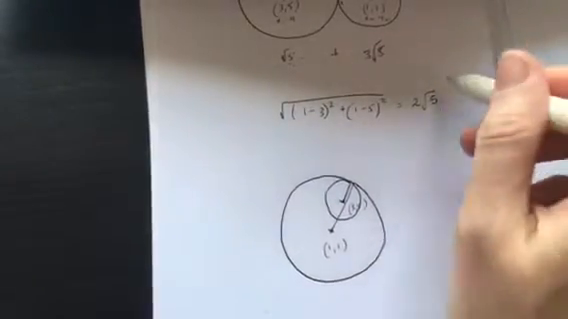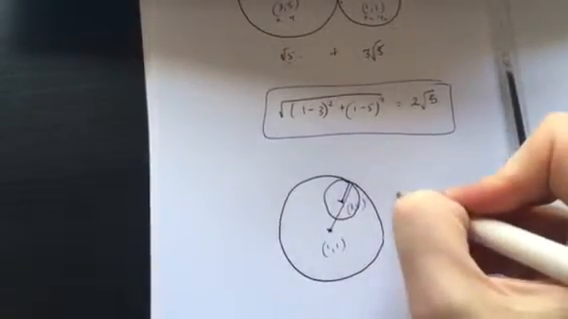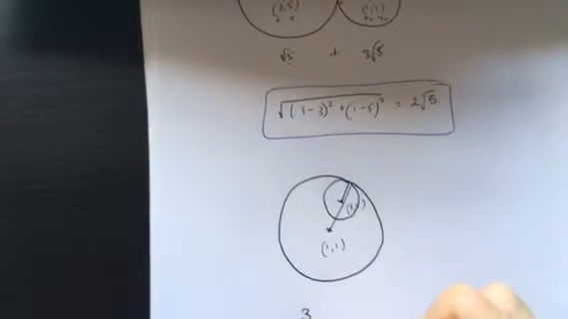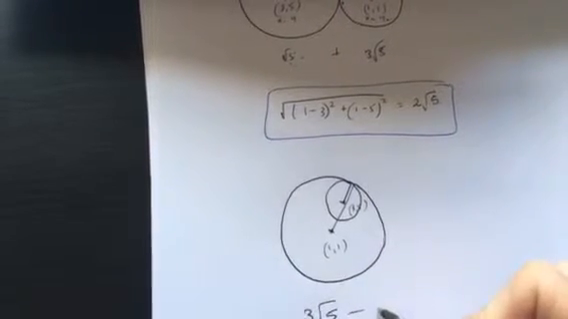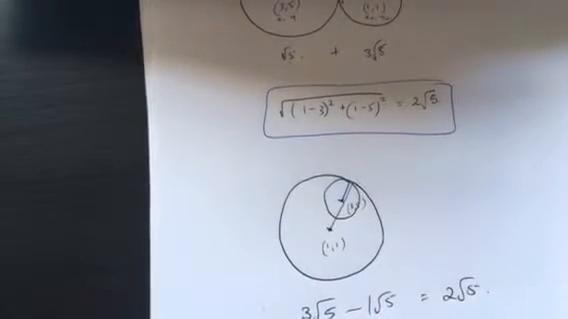And the distance between the two is 2 root 5. I've just worked that out. And I can see here the larger radius, which is 3 root 5, minus the smaller radius, which is root 5 or 1 root 5, would give me 2 root 5. So if circles touch externally, if you get the distance between their center points, you'd notice that it would be the same length as if you added their radii. And if the two circles touch internally, it would mean that the distance between their center points is the larger radius minus the smaller radius.